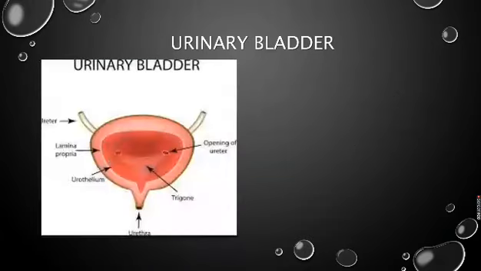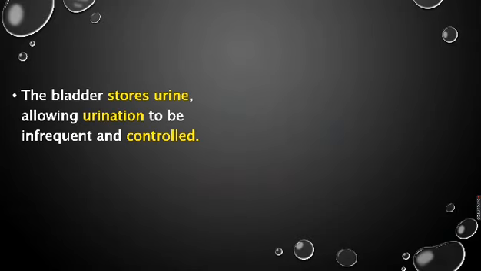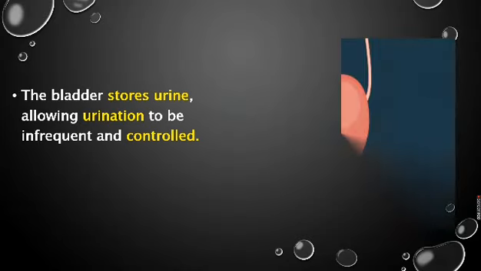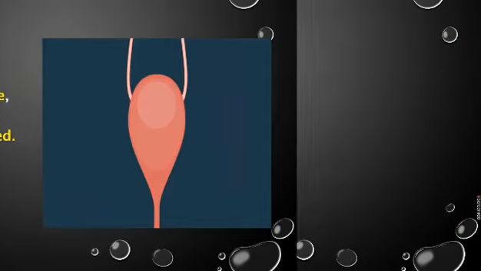Then the third part is the urinary bladder. So this is a picture of the urinary bladder, and it is a muscular bag situated under the lower abdomen. Then the function of the urinary bladder is that it stores urine and it allows urination to be infrequent and controlled. So here you can see that there is a picture where when it releases, it constricts itself. So it can allow urination whenever it wants to and it can control whenever it wants to.